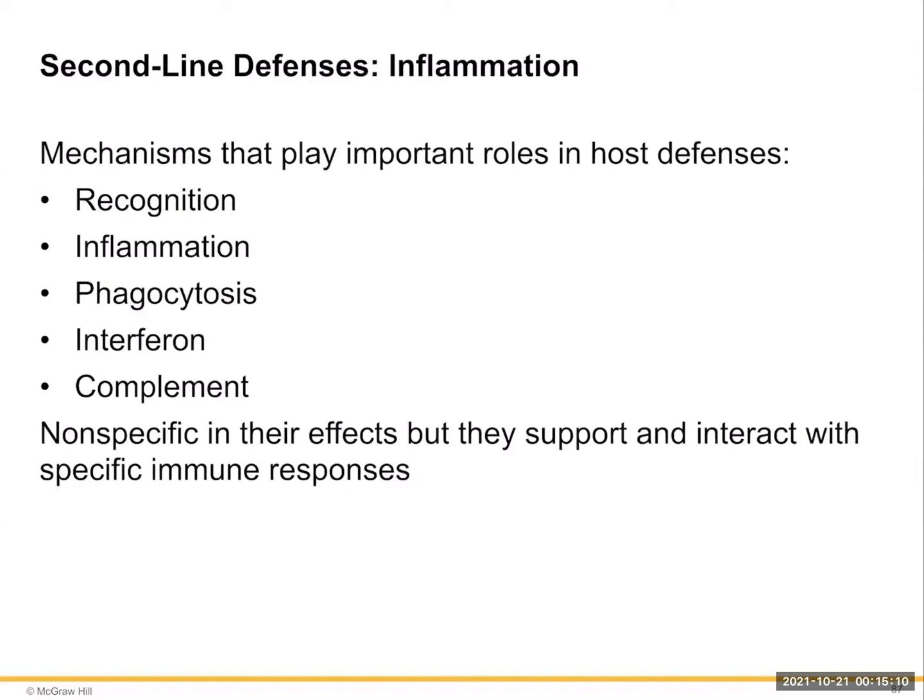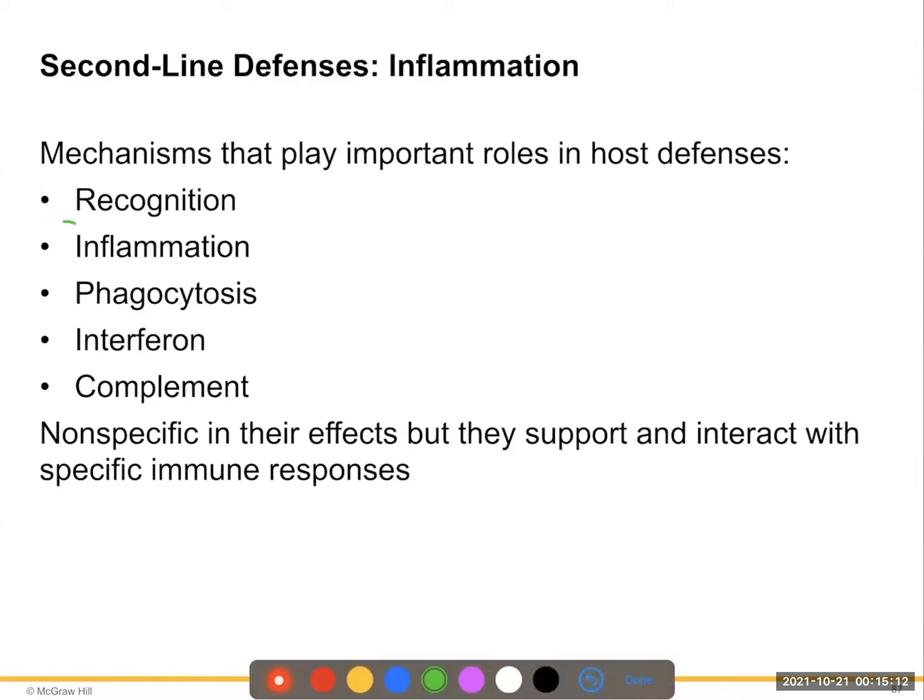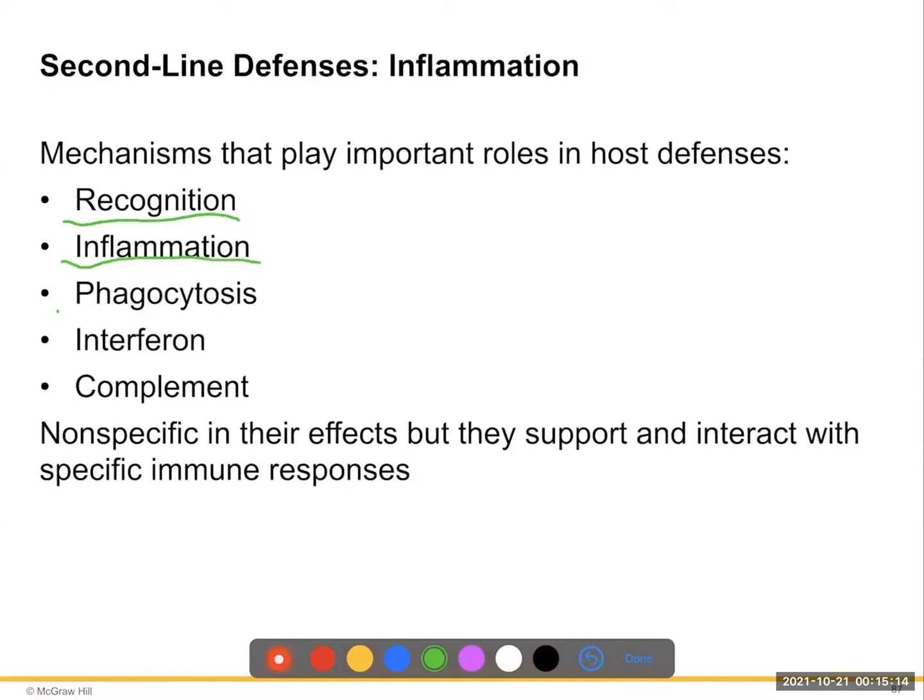So these are mechanisms that play an important role in our host defenses. You have recognition, inflammation, phagocytosis, interferon, and complement. We'll describe each one of those as we go through this. They're still non-specific. They're not binding to any receptors yet in their effect, but they support and interact with specific immune responses. Remember, there's not a line that separates first from second from third. It's all kind of a gray area, and it all overlaps in our defense systems. They all work together in cooperation with one another.